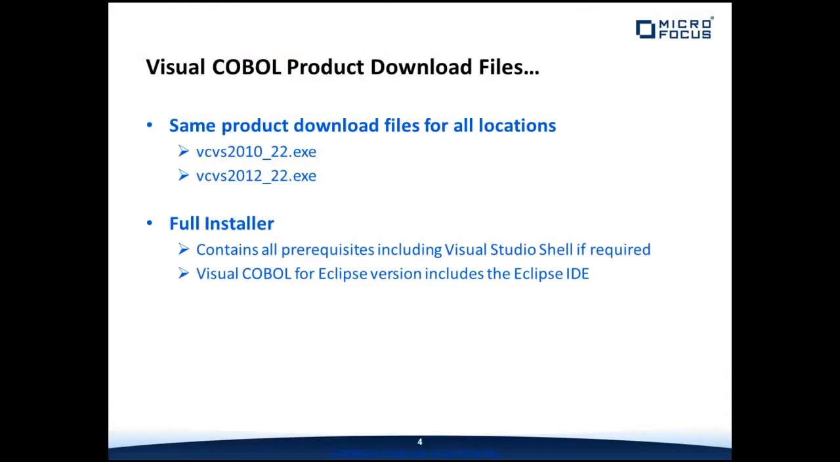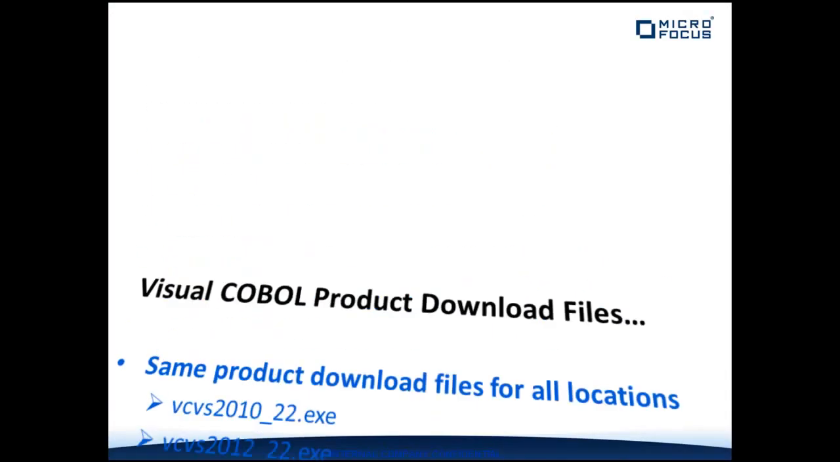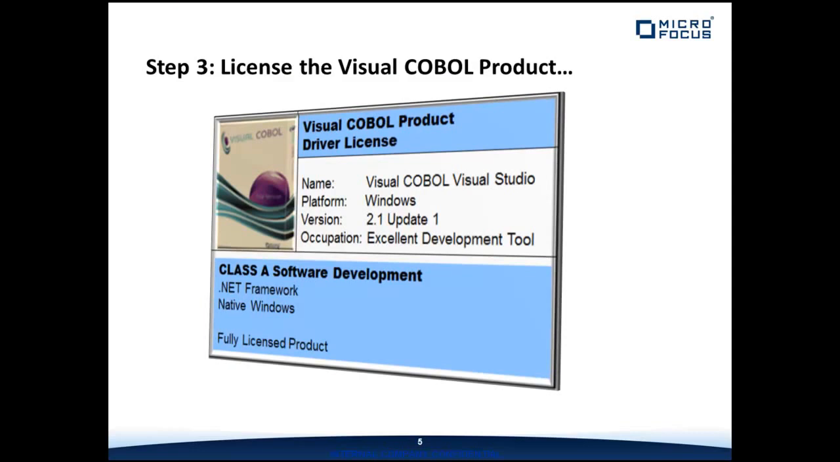Now that we have installed the Visual COBOL product, we can move on to step 3, licensing the Visual COBOL product. All Visual COBOL products use the SafeNet License Manager and therefore require that each product be authorized before they can be used. This is true for COBOL Server in production as well as for Visual COBOL in development.